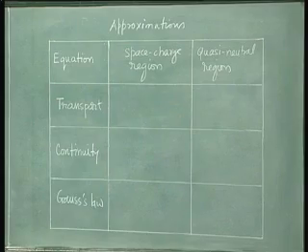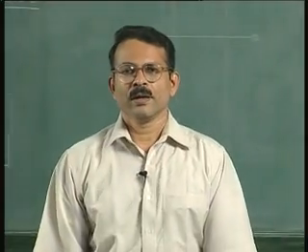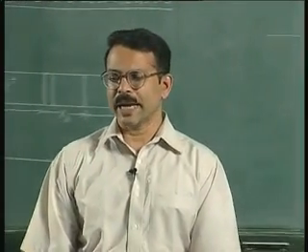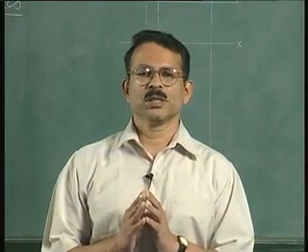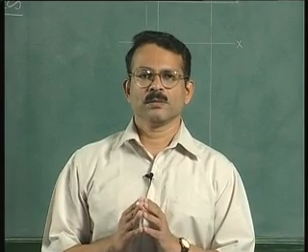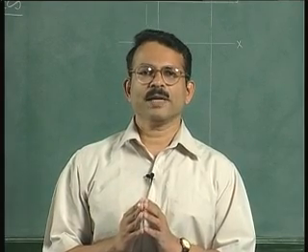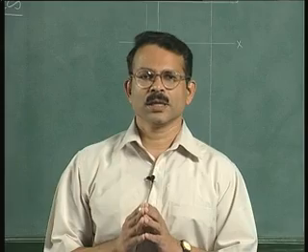The next step, as shown on the slide, is to combine the information regarding N, P, Jn, Jp and E obtained in different regions, ensuring continuity of these parameters across the boundaries separating the regions to obtain the complete picture. So that is the outline of the approach that we are going to adopt to derive the current voltage characteristics.